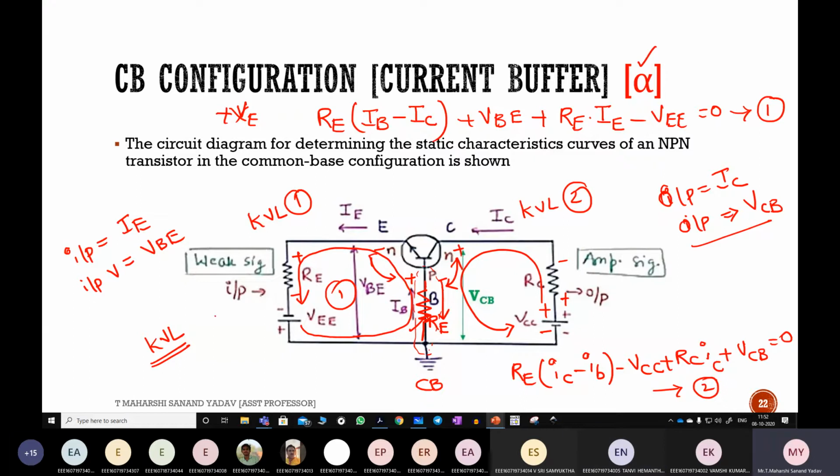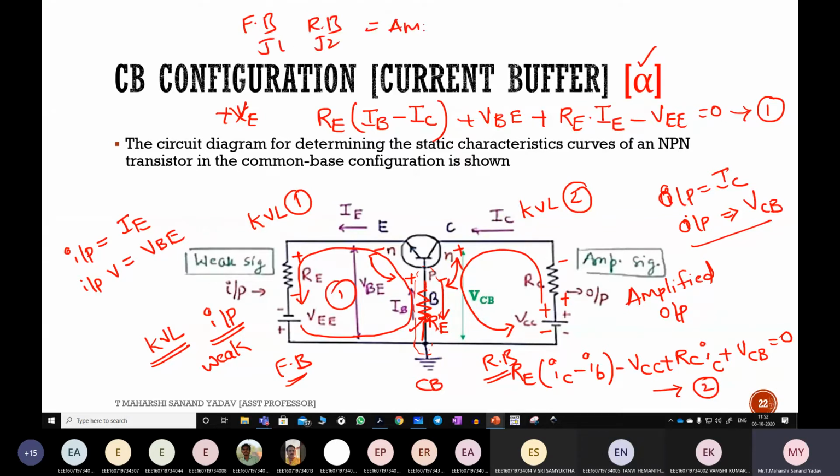At the input, will we give a strong signal or a weak signal? Weak signal. Why? We want a strong, amplified signal at the output part. So that's why the input should be forward biased and the output should be reverse biased. So forward bias and reverse bias, that is J1 and J2. This works as an amplifier.